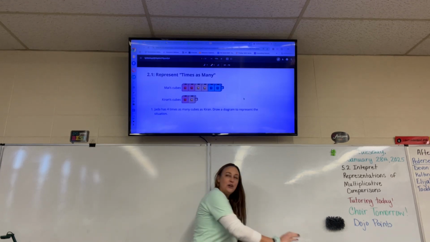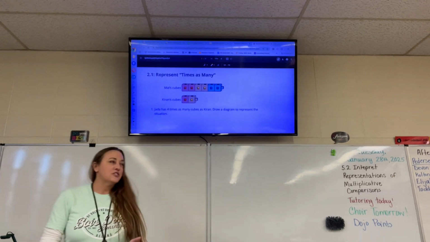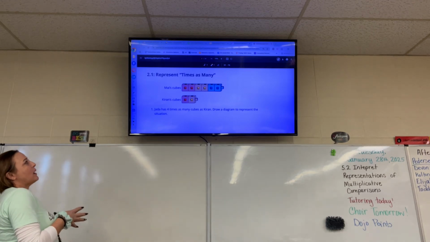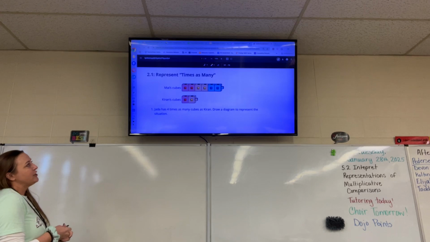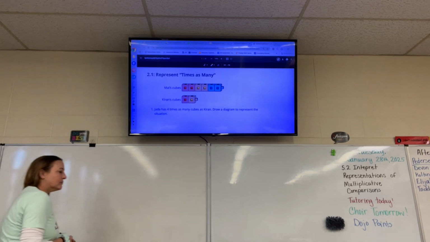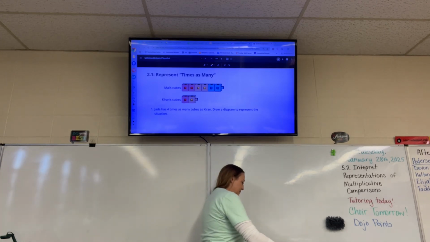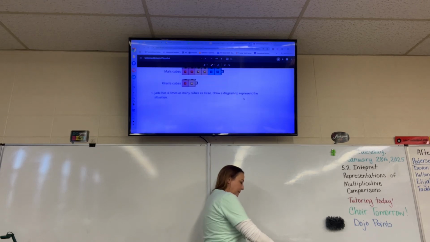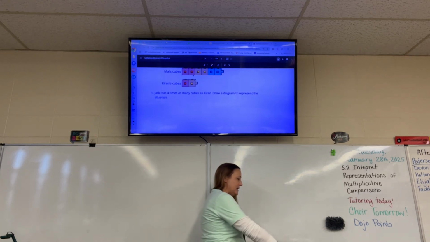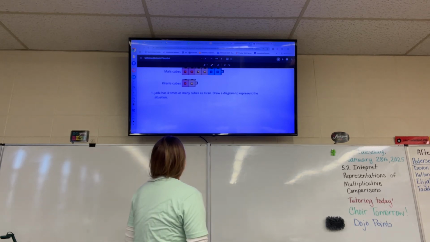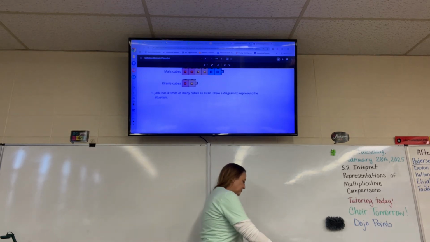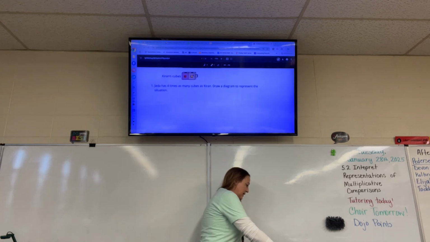Okay, so we are on to page 13. It says represent times as many. So it shows my cubes and then Kieran's cubes. How many cubes does my have? 4. I heard two different numbers. How many cubes are there for my? 6. And how many cubes are there for Kieran? 2. Okay.